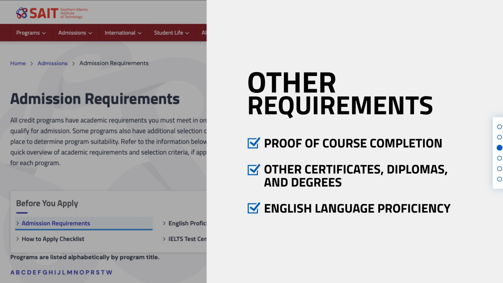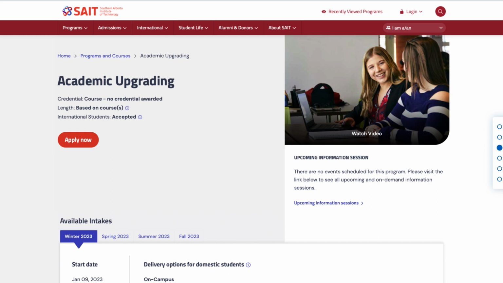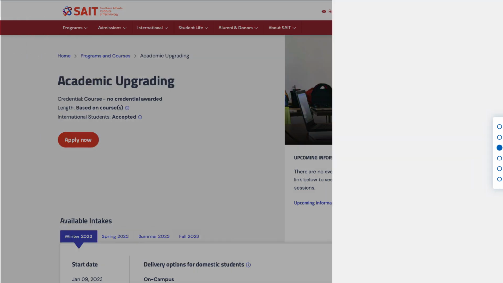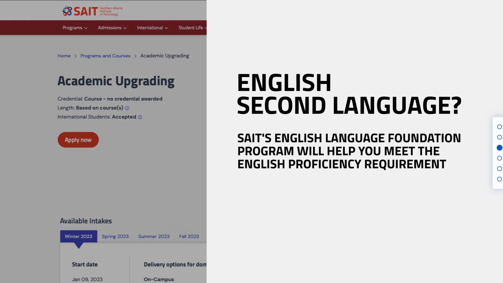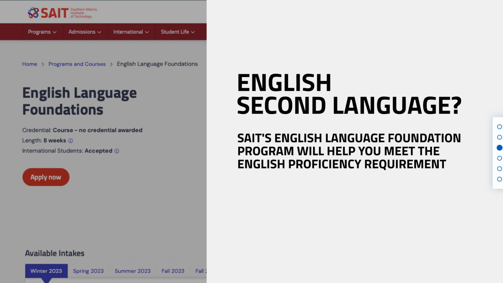Don't worry if you don't meet all of the admission requirements. SAIT's academic upgrading program can help you get the core academic subjects you need, including English proficiency, which is mandatory for all international students. Our English Language Foundation program can help you meet the English proficiency requirement.